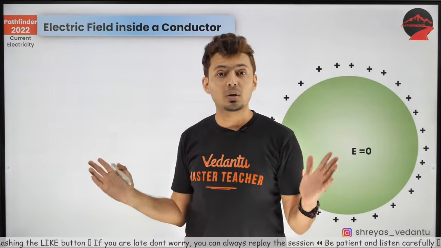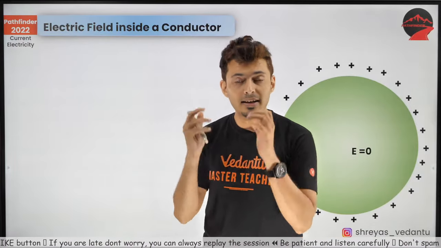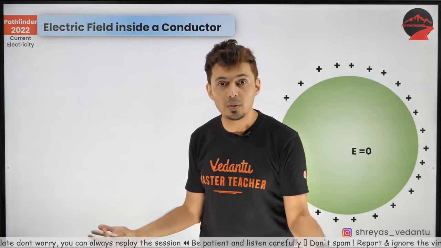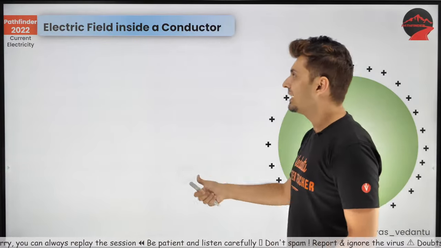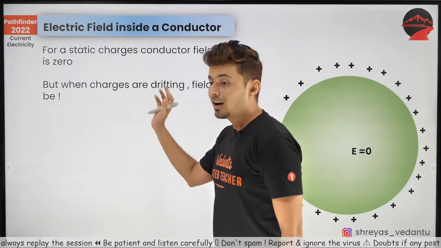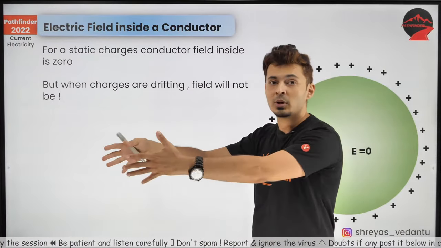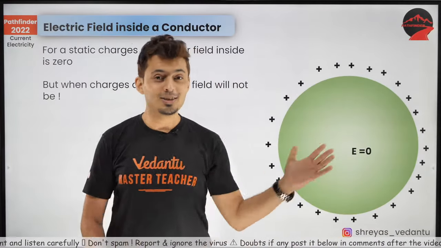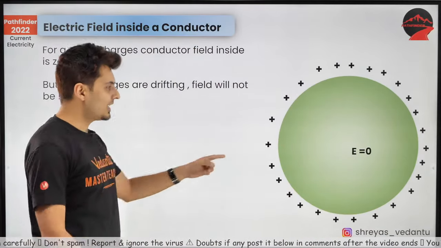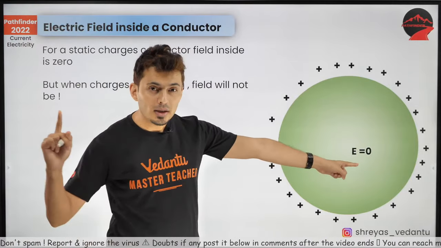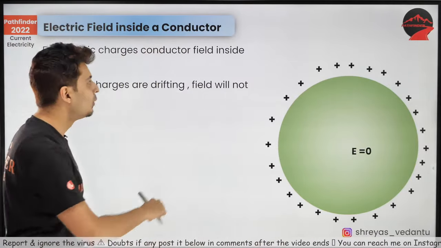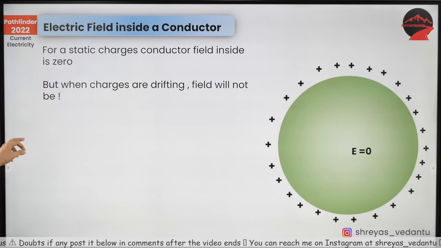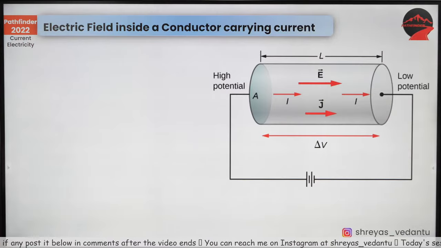Now remember, in electrostatics, I have told you inside a conductor, the field is zero because the charges are stationary. Nothing is moving. But inside a conductor where current is moving, obviously the field is not zero. So this is a different chapter. This is not electrostatics. In electrostatics, field is zero. This is electrodynamics. Charges are moving. So guys, understand the field inside is not zero. And that's what we are going to see.